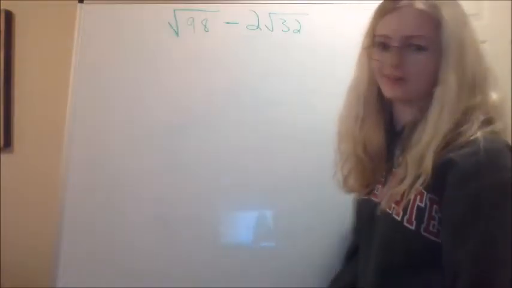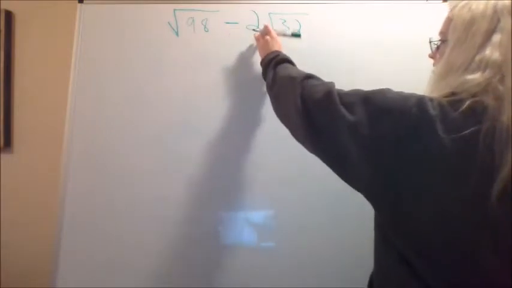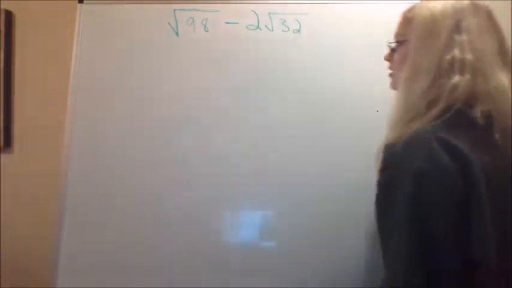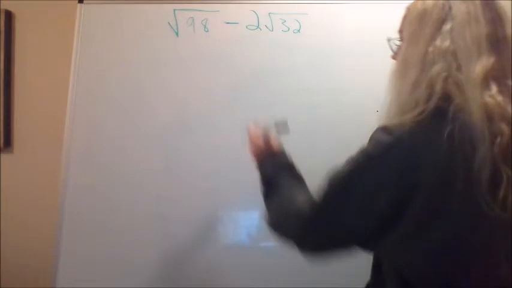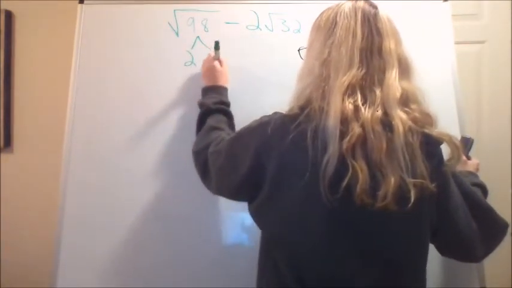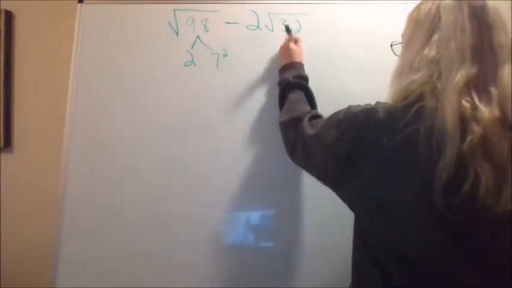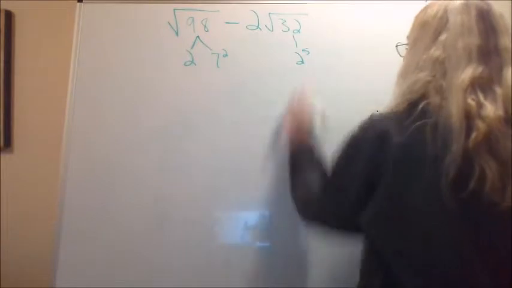Now let's try a different one. So here we have the square root of 98 minus 2 square root of 32. So first we want to take the prime factorization of 98. That is going to be 2 times 7 squared. Then we want to take the prime factorization of 32. That's going to be 2 to the fifth power.